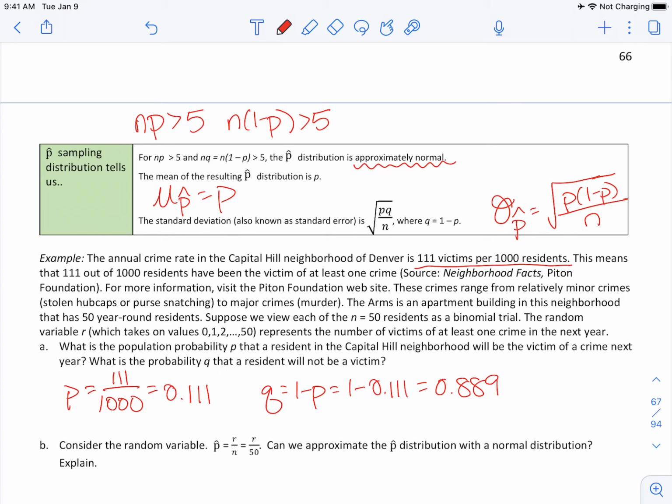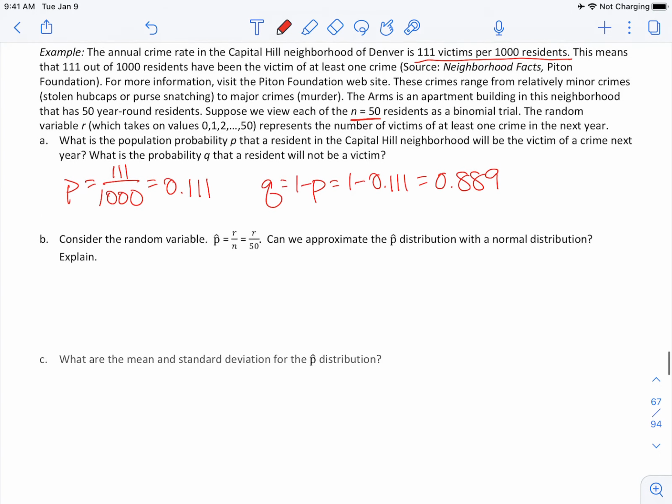Consider the random variable P hat, which is equal to R divided by N, which equals R over 50, right? Because we have these N equals 50 residents. Can we approximate the P hat distribution with a normal distribution? Explain.